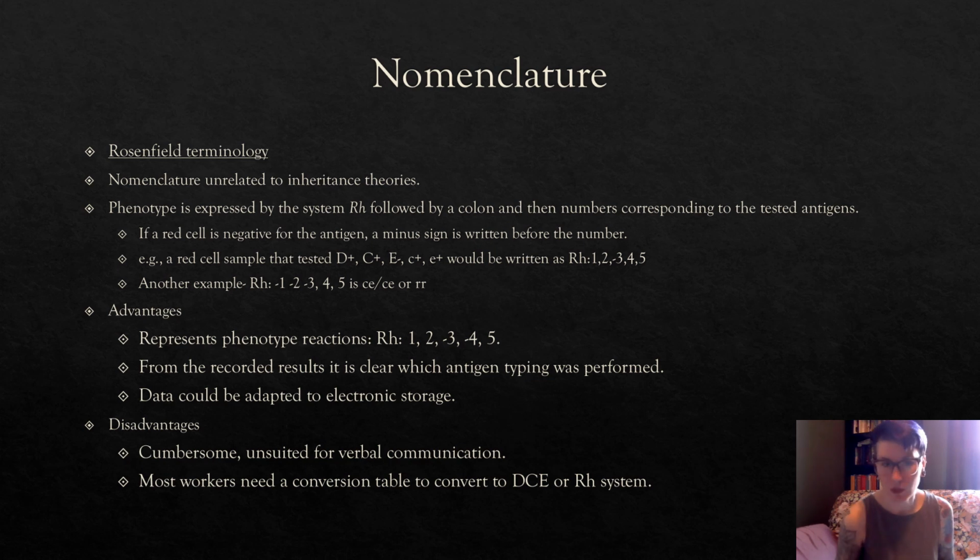Next, we have Rosenfield terminology. This is completely unrelated to any of the inheritance theories. It is simply each antigen, is it there or is it not? So you would write this RH colon and then 1, 2, 3, 4, 5. If the antigen is there, you're not going to have a minus symbol in front of it or a hyphen. And if the antigen is not present, then you would put a hyphen in front of it, meaning it's not there. This is pretty easy to read, but it's not so great for verbal communication.